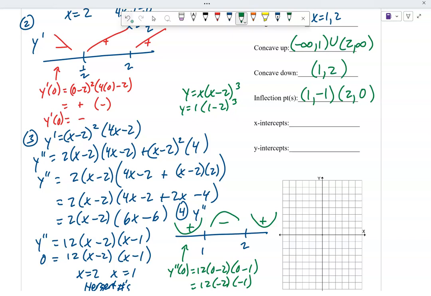Let's go ahead and find our x-intercepts by letting y be 0. To find our x-intercepts, we let y be 0 in the original function.